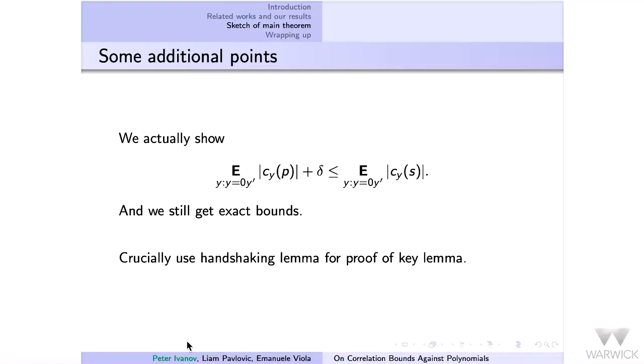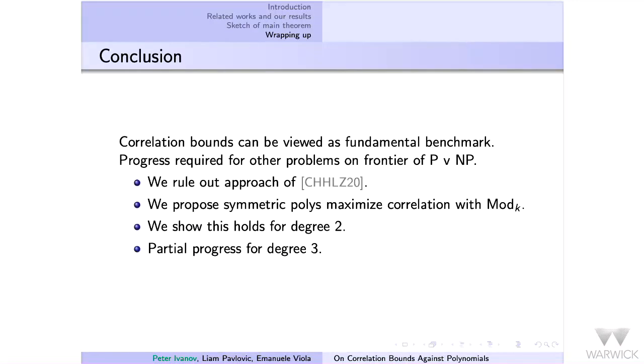And there's also a cute application of the handshake lemma that we need in the proof of the key lemma. You can think of the derivatives in terms of graphs, and then you can get a slight improvement in one of the bounds. And yeah, it's pretty fun. Okay, so that was the end of the proof. So back to summarizing everything.